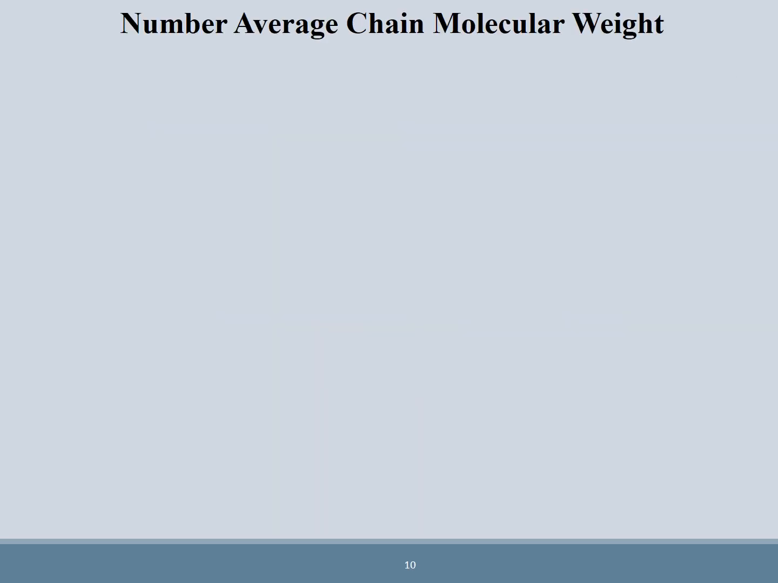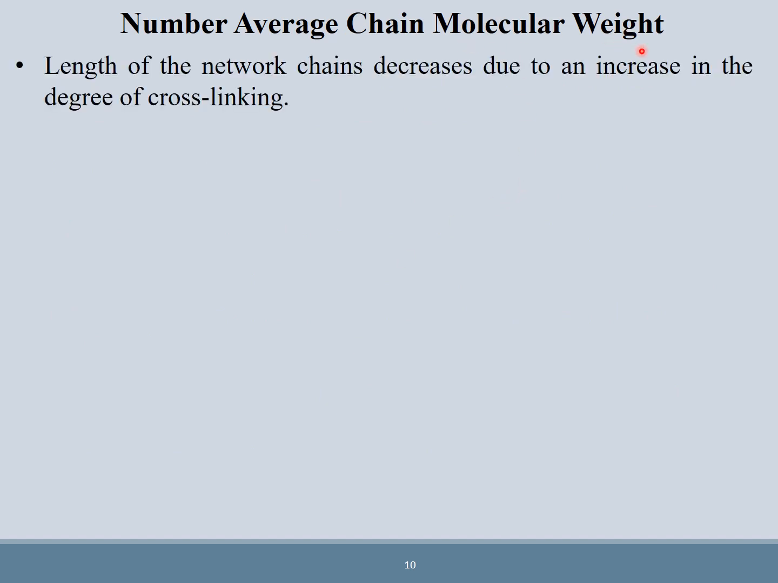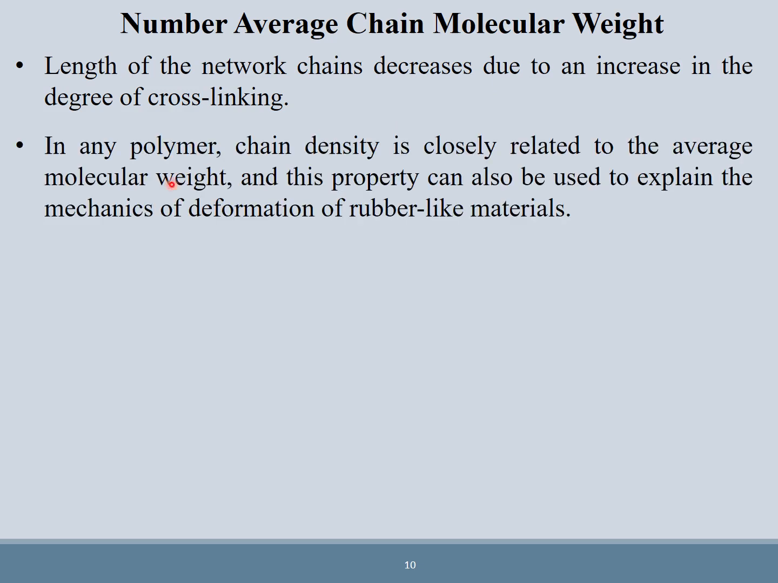Now, number average chain molecular weight, or generally known as molecular weight. The length of network chains decreases due to an increase in the degree of cross-linking. I have explained this in the previous slide. In any polymer, chain density is closely related to the average molecular weight, and this property can also be used to explain the mechanics or deformation of rubber-like material. When we see the micromechanical models, we find that molecular weight is very important.